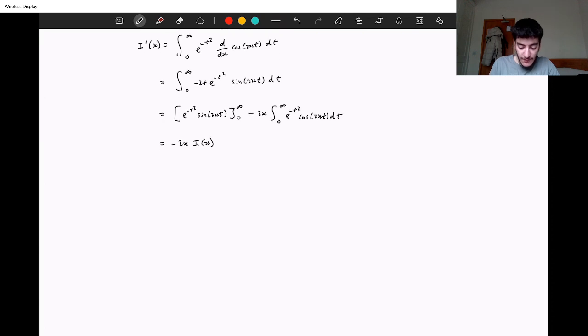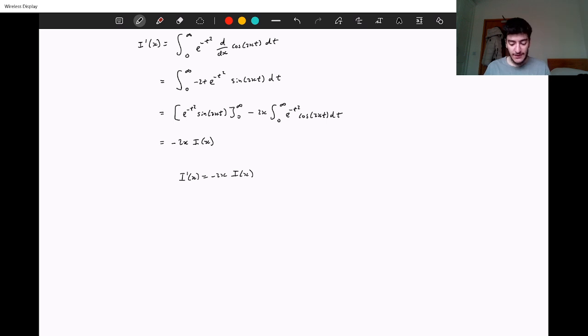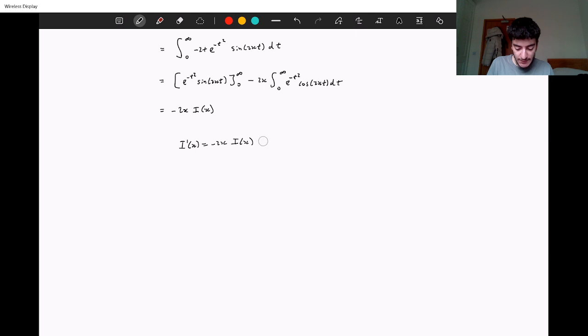So we just found a relation. We got I dash of x equals negative 2x I of x. And now you think, how do you even solve this? Now this is the sick part. We basically got a differential equation, and luckily we use a neat trick here, which hopefully you can spot. If you don't, it's fine. I'm going to divide by I of x on both sides.